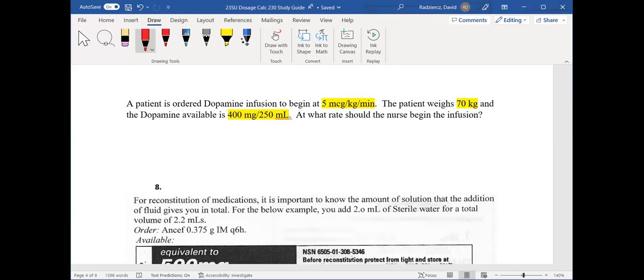If they want to know drops per minute, they're going to have to tell you that there's a tubing involved. So either they'll tell you it's a micro tubing, or they'll tell you what the drop factor is, but it needs to tell you that.